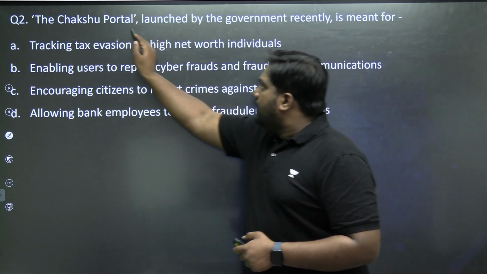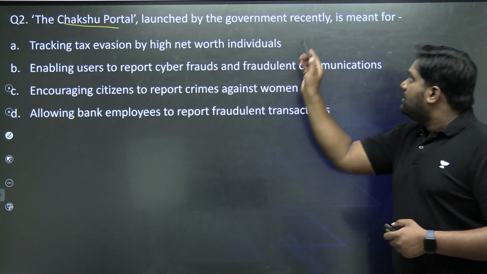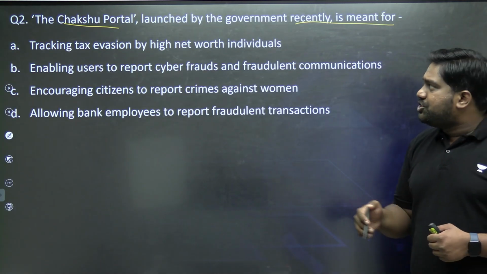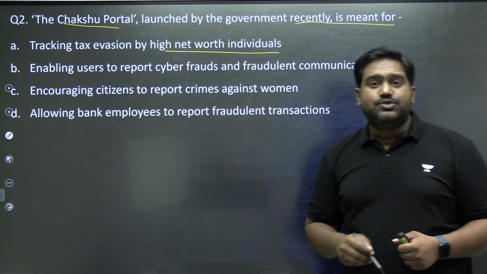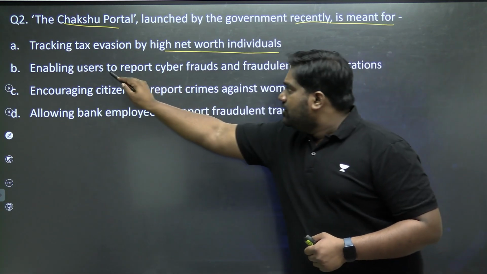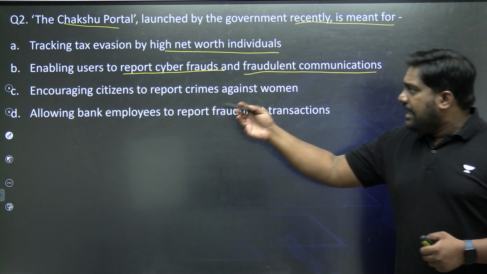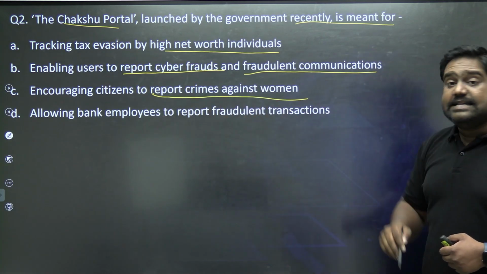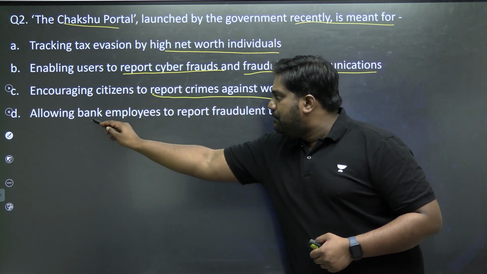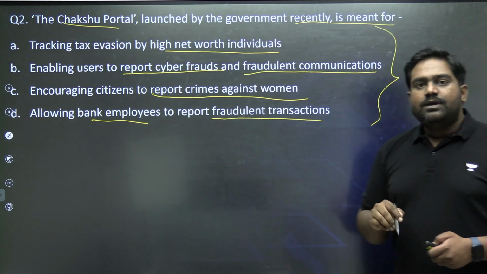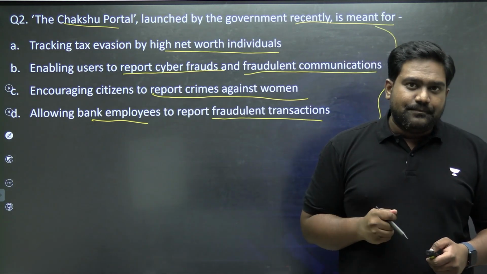The Chakshu Portal, launched by the government recently, is meant for tracking tax evasion by high net worth individuals, enabling users to report cyber frauds and fraudulent communication, encouraging citizens to report crimes against women, or for allowing bank employees to report fraudulent transactions. Which of them is the correct answer?